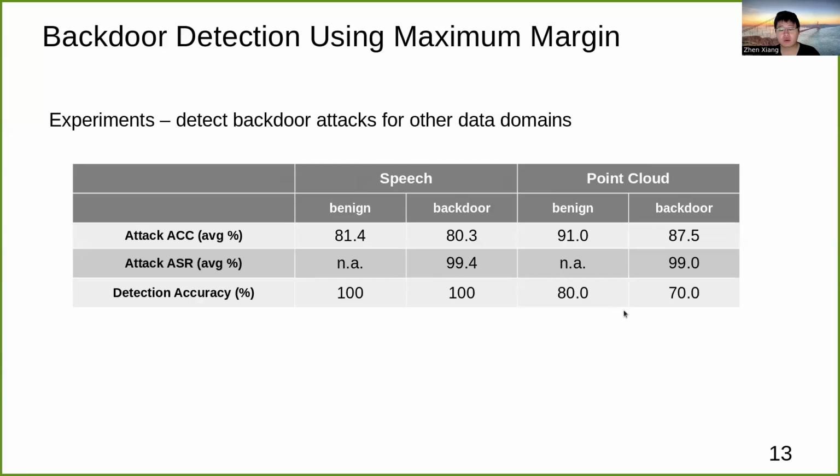We also show the performance of our backdoor detector for other data domains, for example, speech signal and point cloud. Here we train 10 benign models and 10 backdoor models for each data domain. And our attacks are very successful, with high attack success rate and a very small degradation in the benign accuracy. And we show that our detection method achieves high detection accuracy on these 2 data domains.